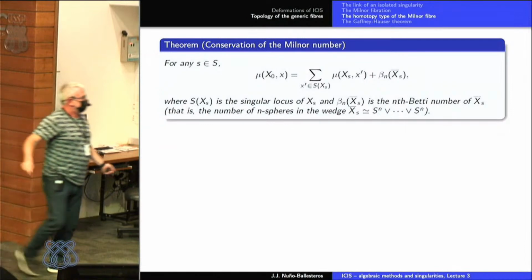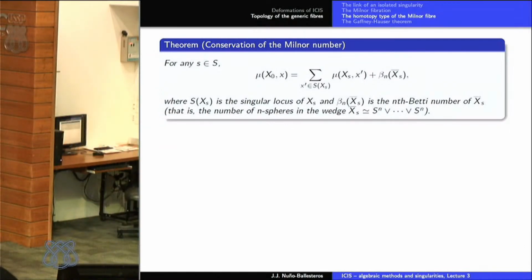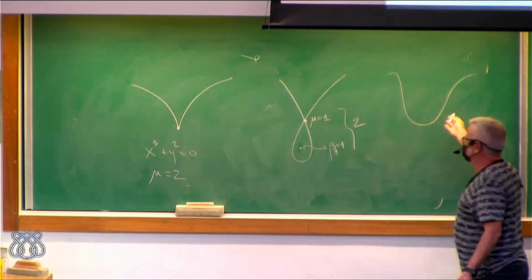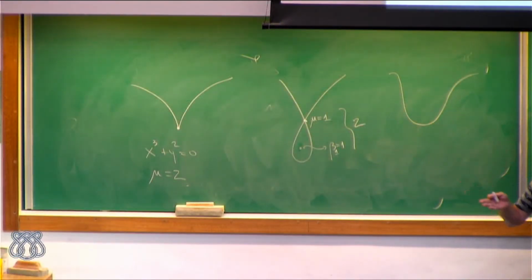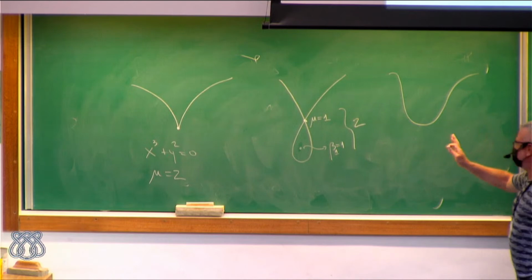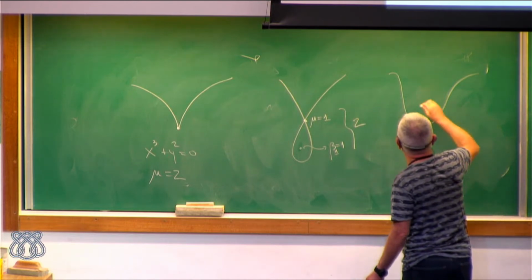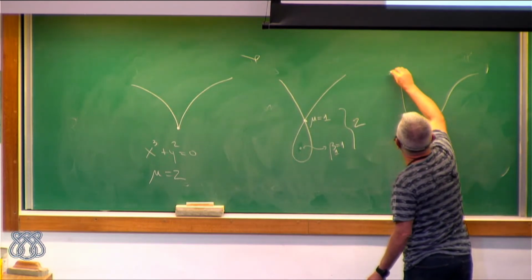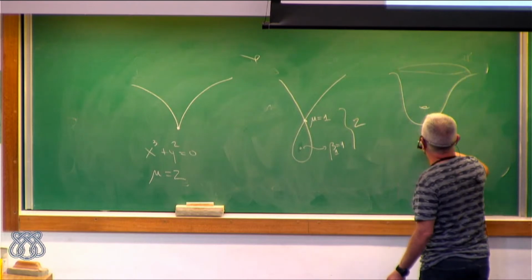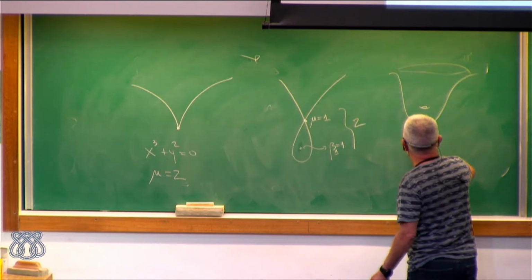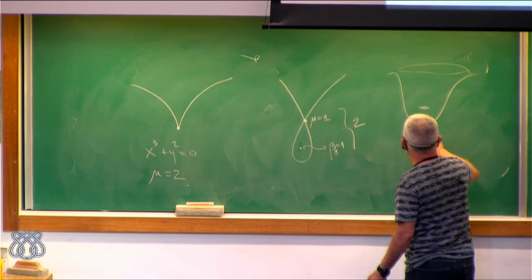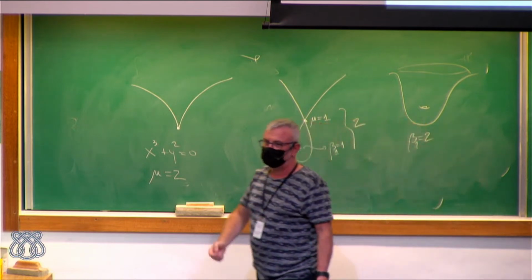In general, the Milnor fiber looks something like this. This picture is not a complex picture, it's a real picture. In the complex picture, you have something like this, which has beta equal to, okay?